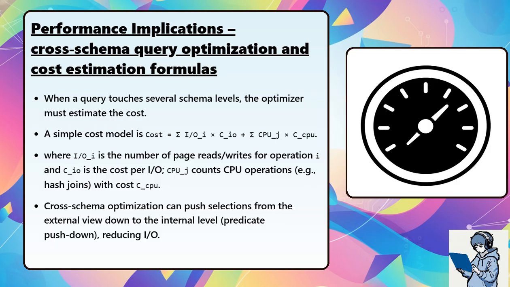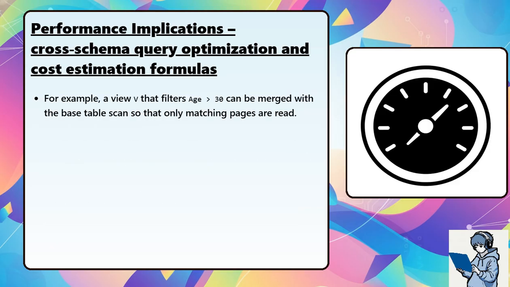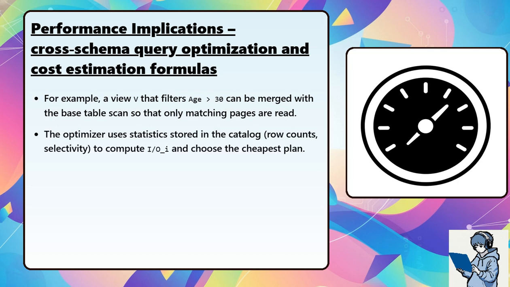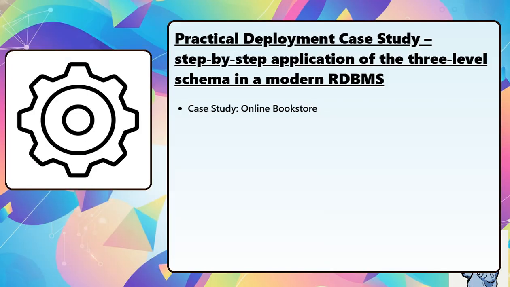Cross-schema optimization can push selections from the external view down to the internal level. Predicate push down, reducing I/O. For example, a view V that filters age greater than 30 can be merged with the base table scan, so that only matching pages are read. The optimizer uses statistics stored in the catalog, row counts, selectivity, to compute I/O sub I and choose the cheapest plan.